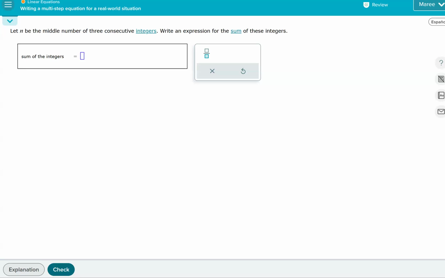So we have here three consecutive integers. N is the middle number of three consecutive integers. Integers are like our counting numbers, and we have 0 and we have the negative counting numbers. That's integers. Consecutive means they're in a row. So we have three numbers together.